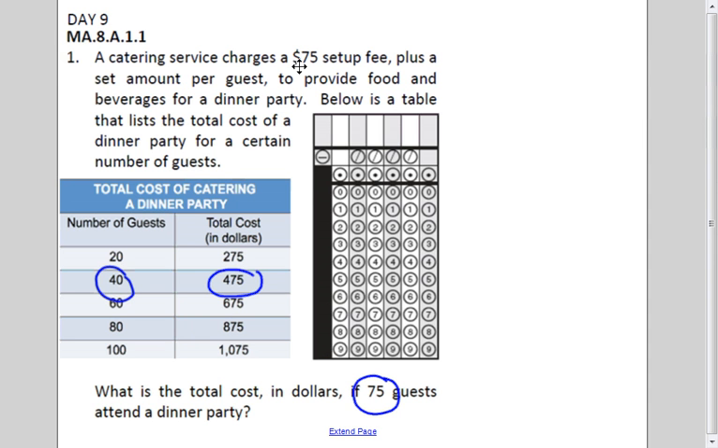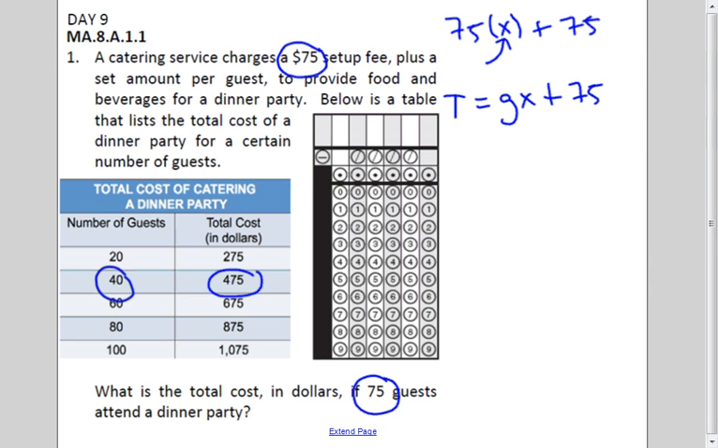The first thing we needed to know was that since there was a $75 setup fee, you still have to pay for each person. So if the problem was easy, it should have been 75 times the number of people plus another $75 for the setup fee. We're looking for this amount. How do we find that amount? We use the information that was given. So the total is supposed to be the number of guests times this unknown value, which is X, plus the $75 for the setup fee.